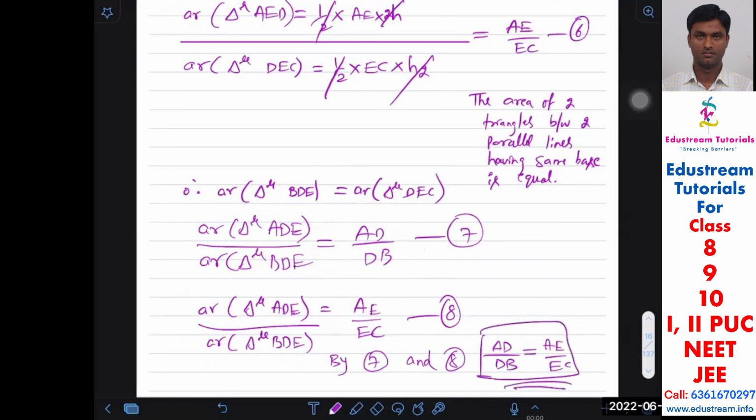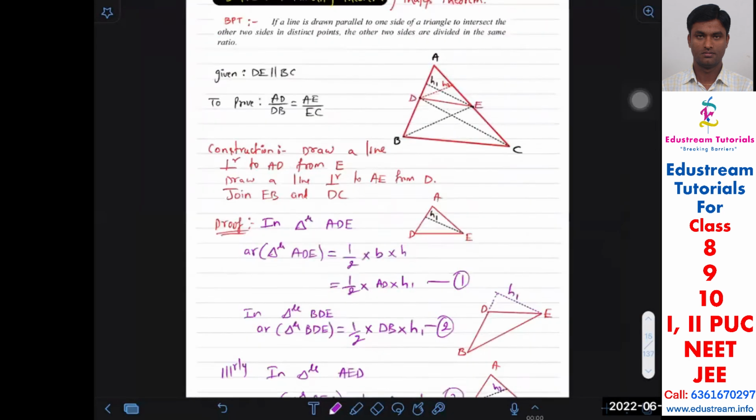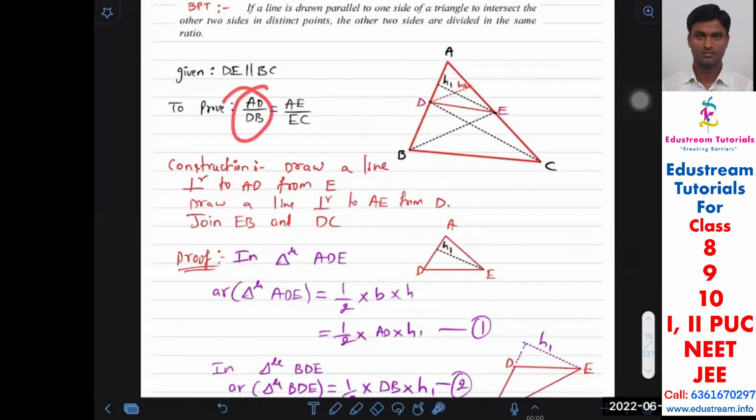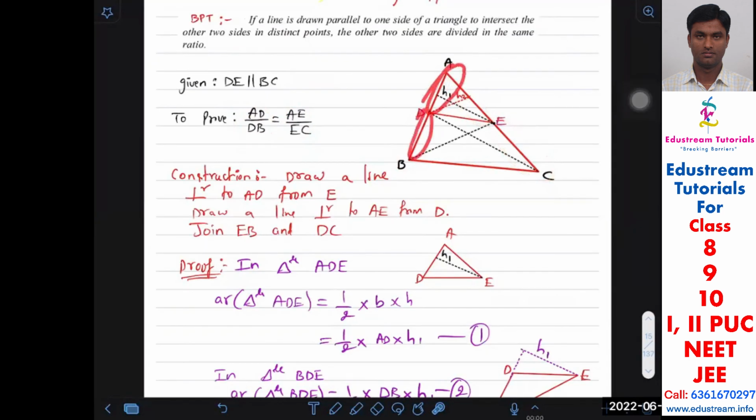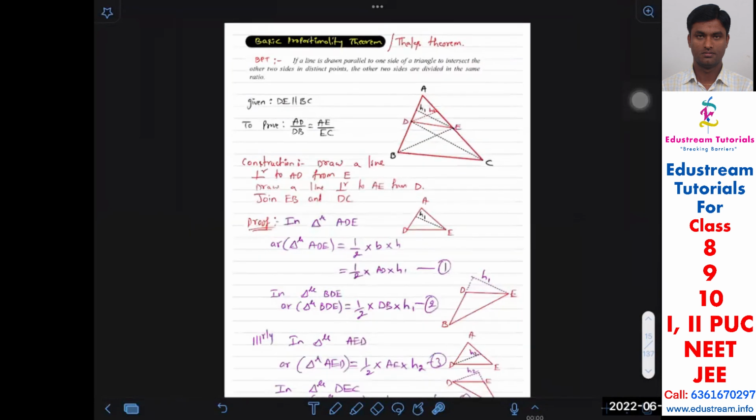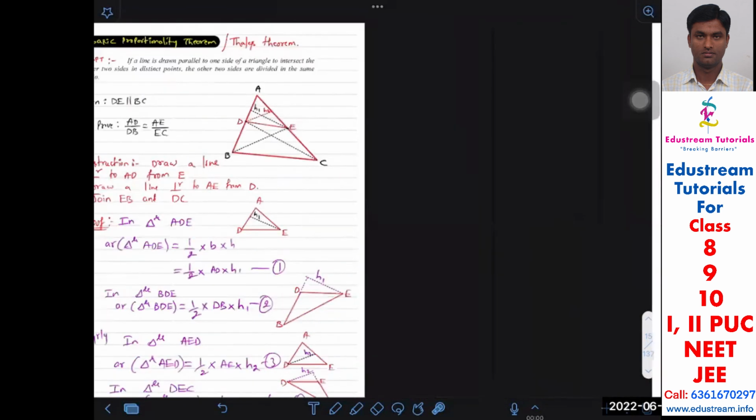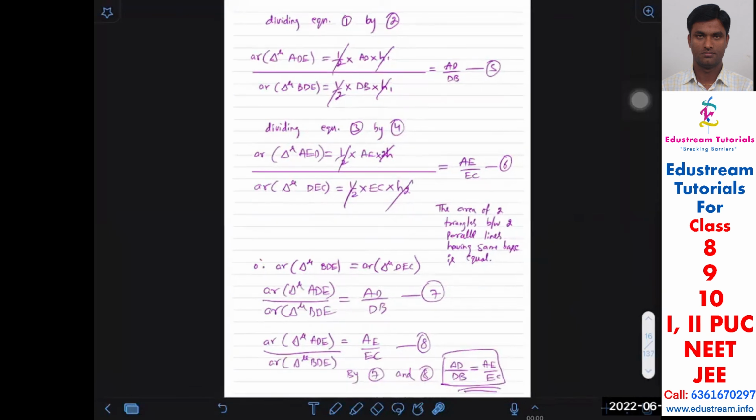That's it. Understood? See, AD by DB is equal to AE by EC. AD over DB is equal to AE over EC. So this is called the basic proportionality theorem, or Thales theorem. Understood? Are we clear? Okay. Thank you.